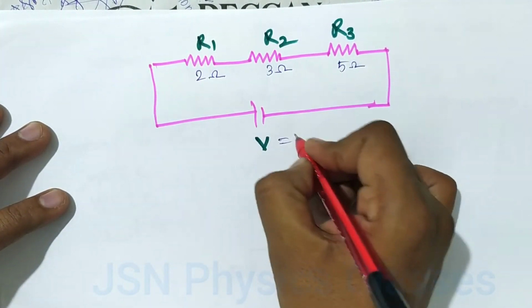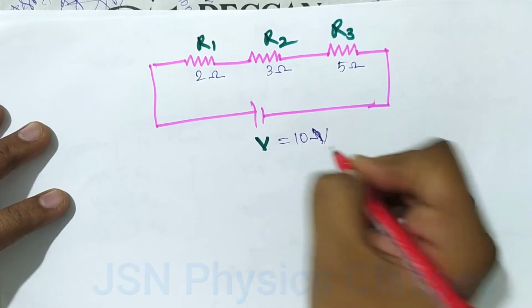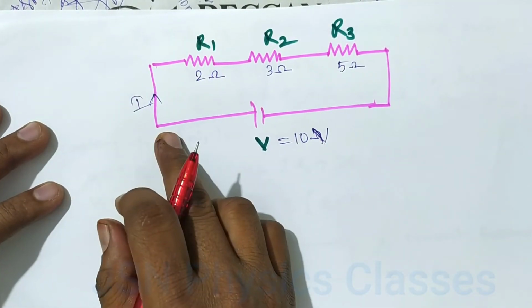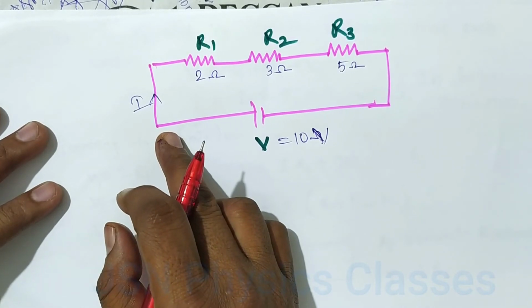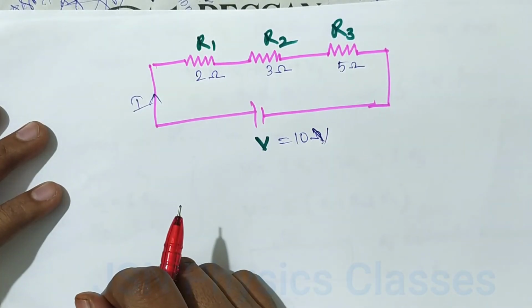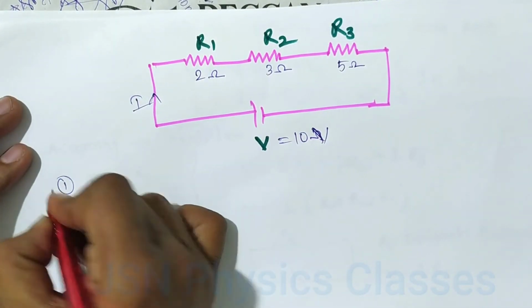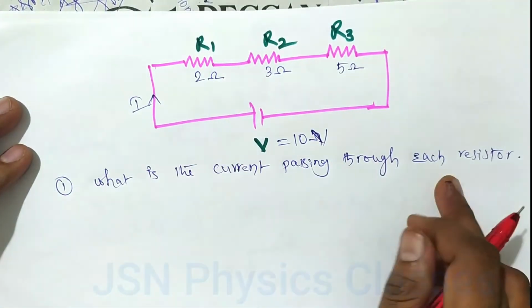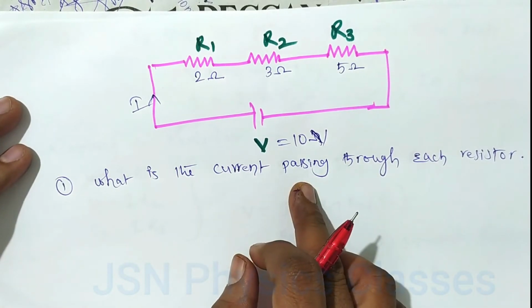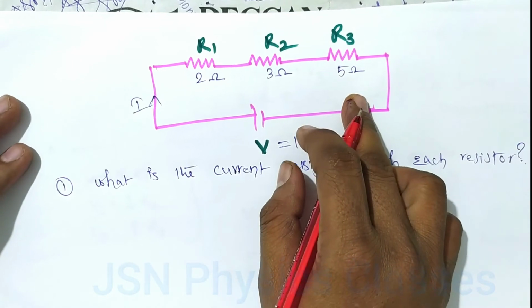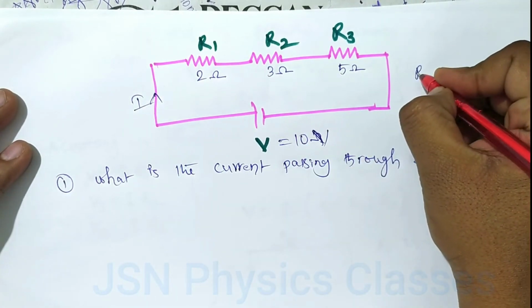The applied voltage V is equal to 10 volts. Okay, now current I is passing. So the question is, what is the current passing through each resistor? The question is very clear. What is the current passing through each resistor? Before calculating the current, we should know the equivalent resistance. We already know the equivalent resistance.